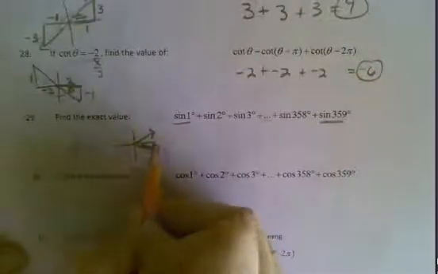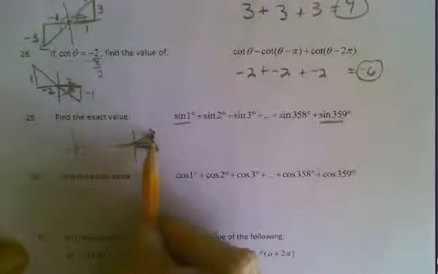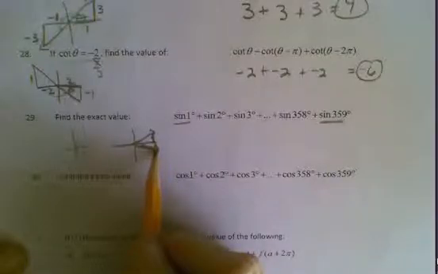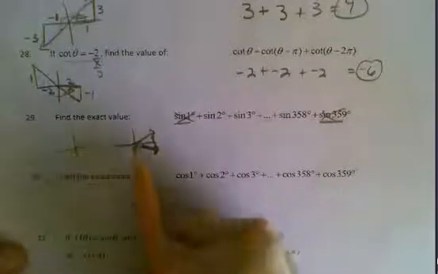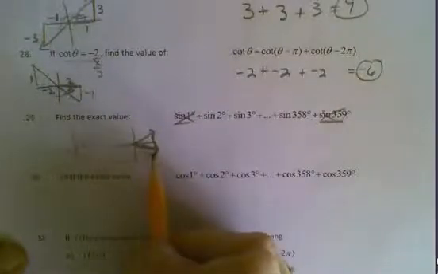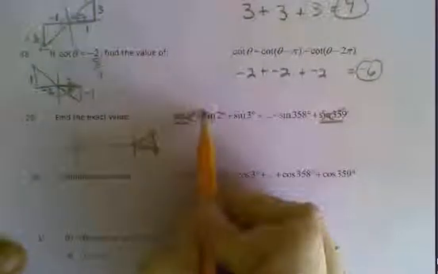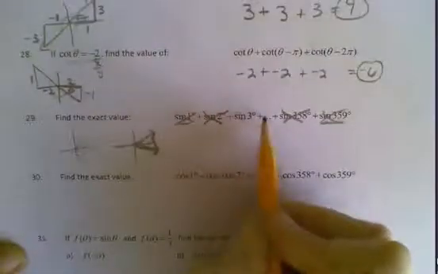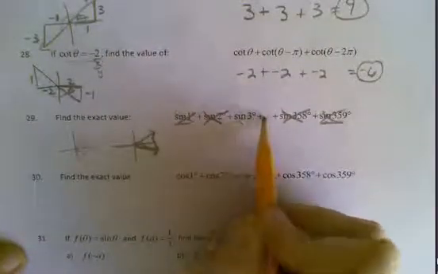It would line up with 359 degrees. They would have the same triangle, same reference angle of 1 degree. But this would have a positive sine value. That would have the same negative sine value. So they're going to cancel out. Same thing with 2 degrees and 358. They have the same reference angle. This sine is positive, that sine is negative. 3 would go with 357. 4 would go with 356.